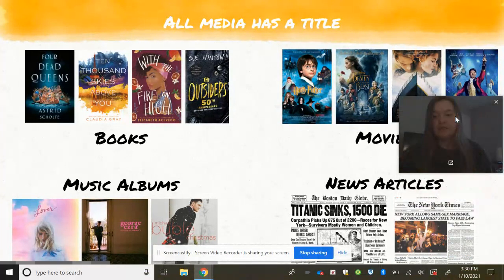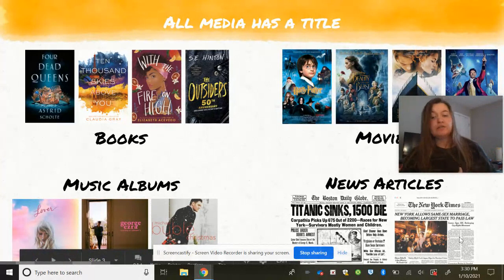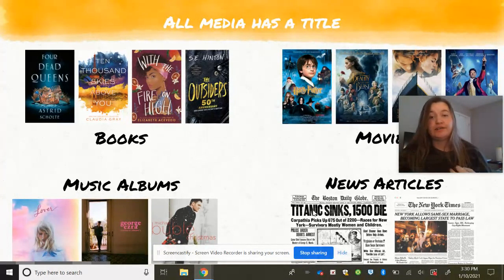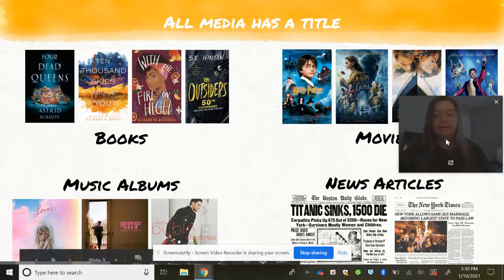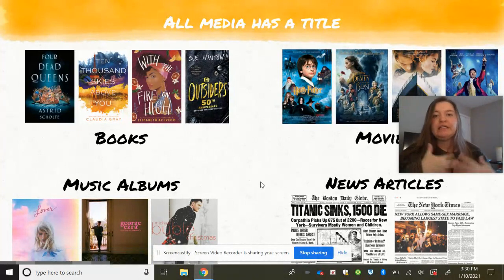And then even things like news articles. Okay, so these are two newspapers, but not only newspapers, but anything on TV. There are headlines that you'll see go across the TV, online, on social media, and on online publications. Every story has to have a title, which is a name.